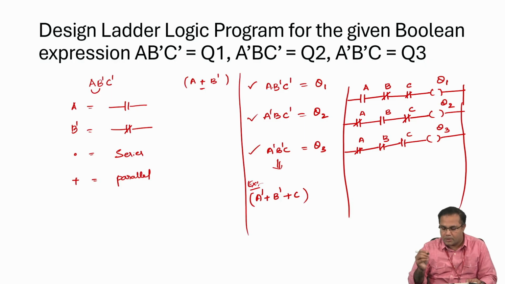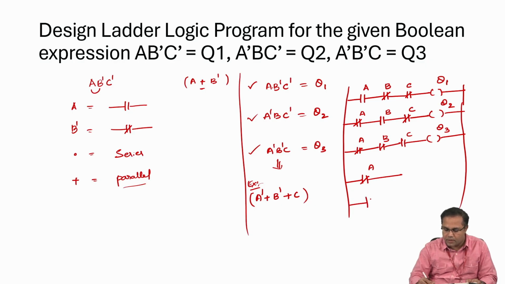Same rule applicable. So A is in complement form, which means A is normally closed. Now the next term, the B complement, it is not dot with the A bar, so it's a plus operator. Plus operator means parallel, so I have to take the new branch.